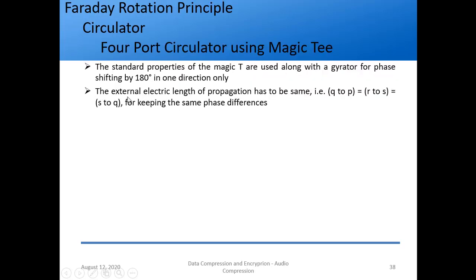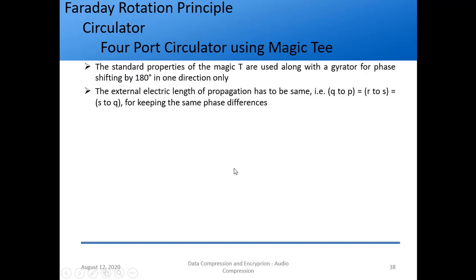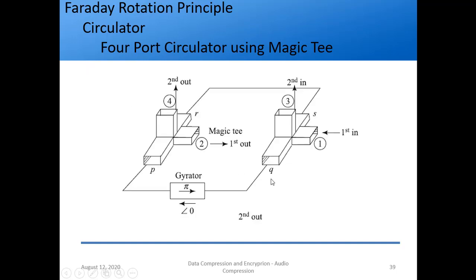And the important thing is the external electric length, which we saw as beta L in transmission lines. Electric length of propagation has to be the same, Q to P, R to S and S to Q, for keeping the same phase differences. So what is this? That we'll see in this diagram. So Q to P, R to S and S to Q, this electrical length should be the same, means beta into L, where beta is the propagation constant.